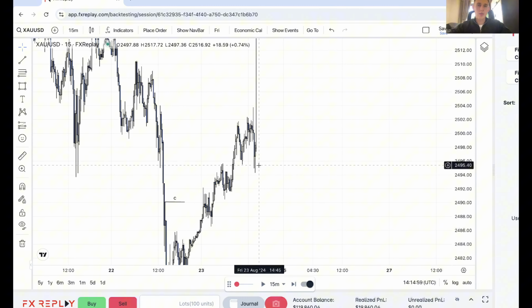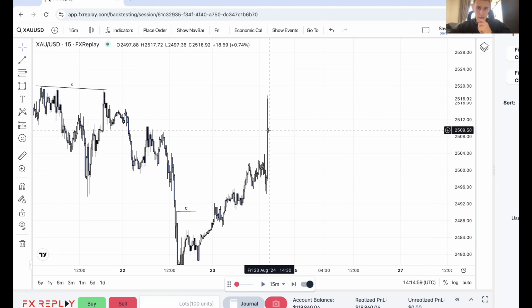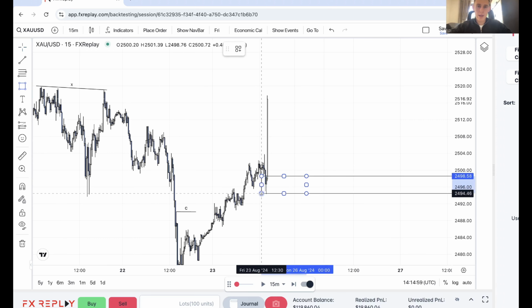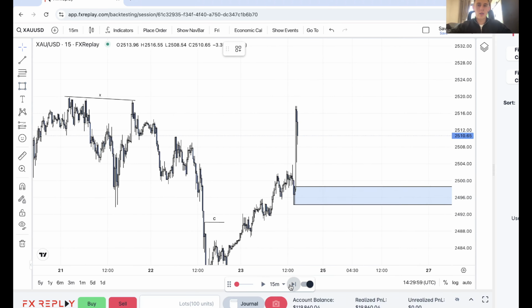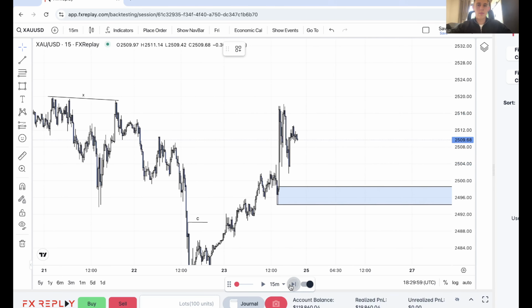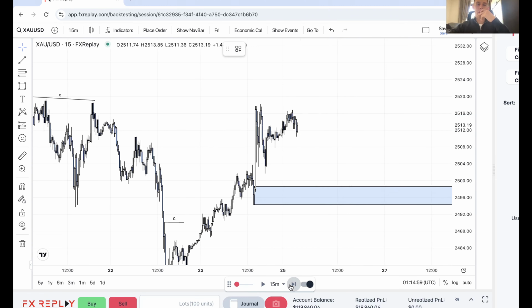Yeah, so there was your small reaction. This low was taken out, and then this looks like news. So you've now created this area of demand as well. Could see price come back into that. Nothing I would take at the moment.